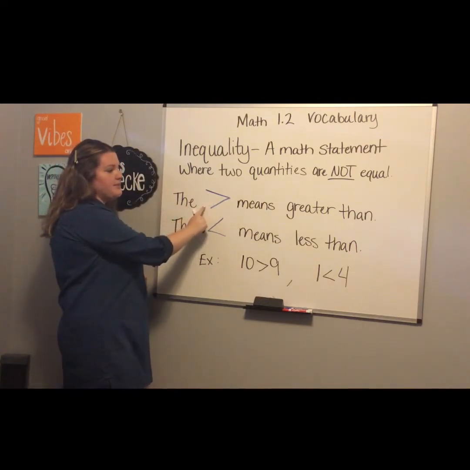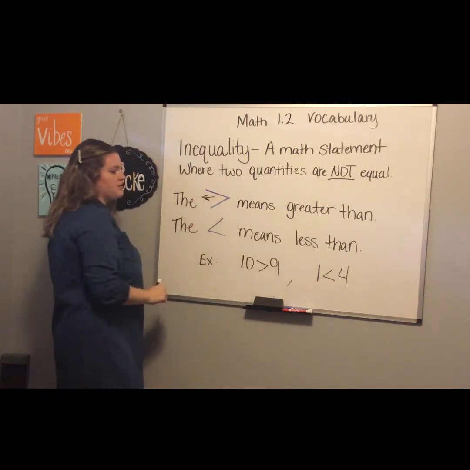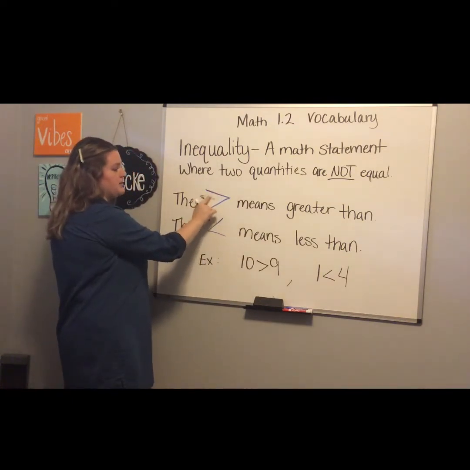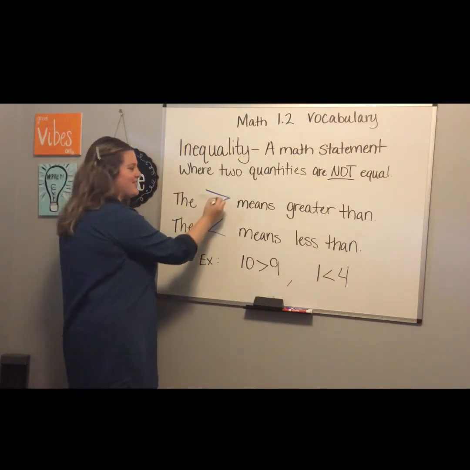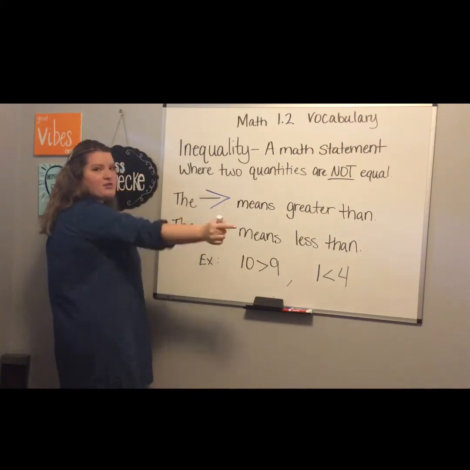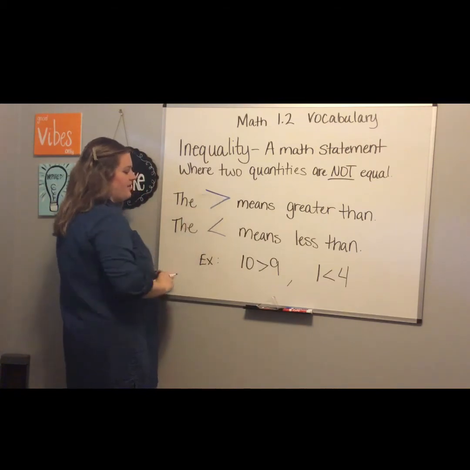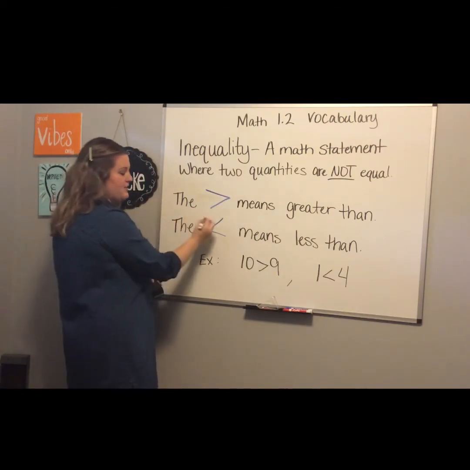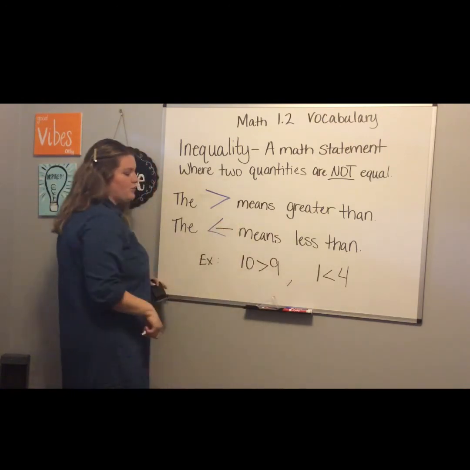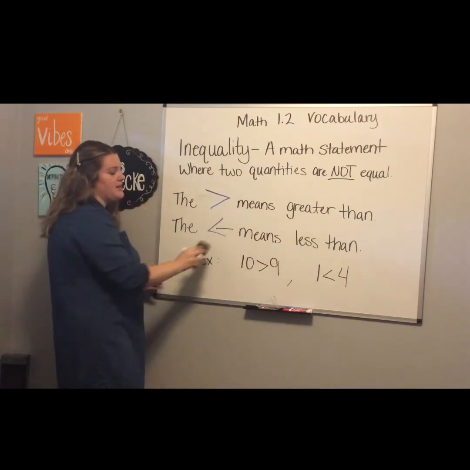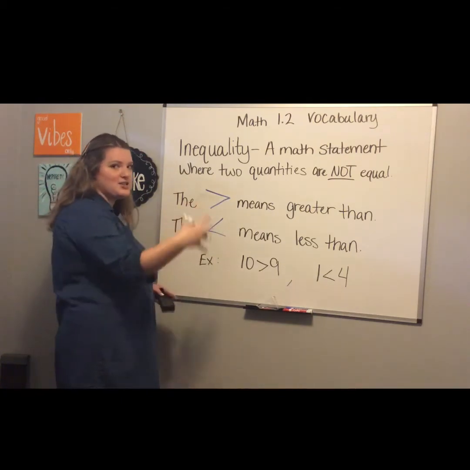The greater than symbol means greater than. That means the mouth is open this way, or the point is to the right. You could put a line in there and make an arrow that's pointing right. That is the greater than symbol. Now this symbol with the point to the left and the mouth open to the right is the less than symbol. If you put a line in it and make an arrow pointing to the left, you know that means less than. Left is less than, right is greater than.